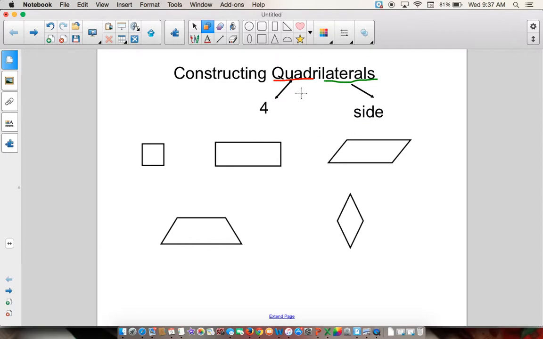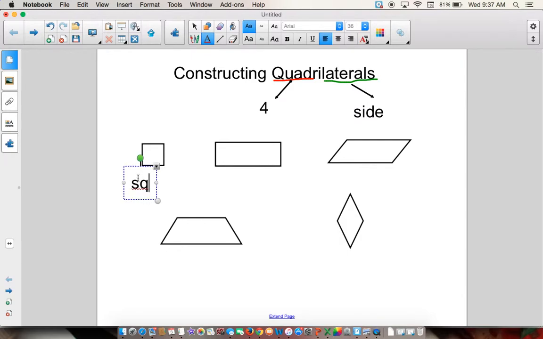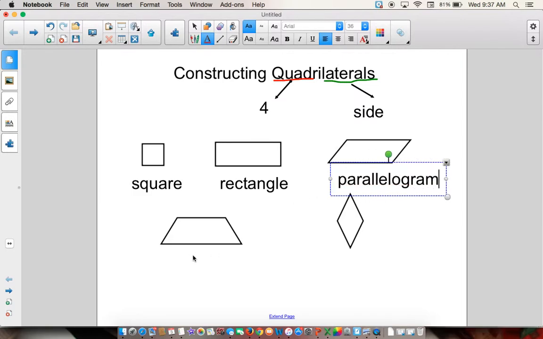So take a look at all my shapes here. Do they have 4 sides? Because in order for them to be quadrilaterals, they need to be 4 sides. So that's a square. This one is a rectangle. This one's a parallelogram. Trapezoid. And rhombus.